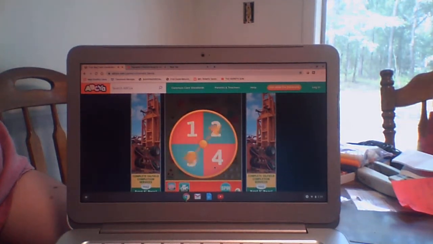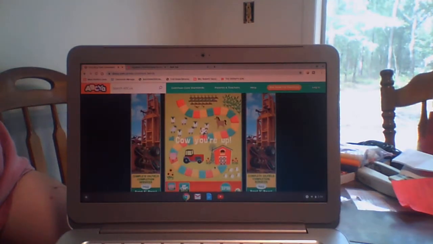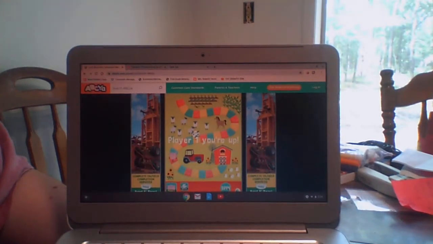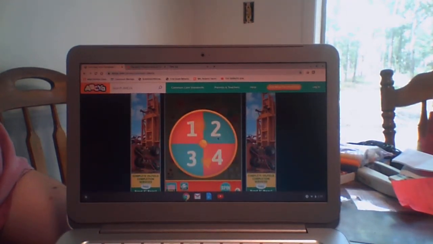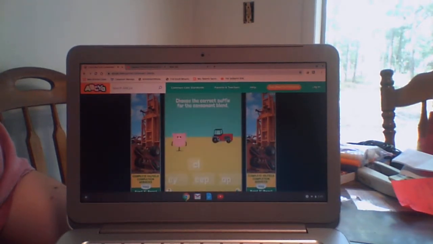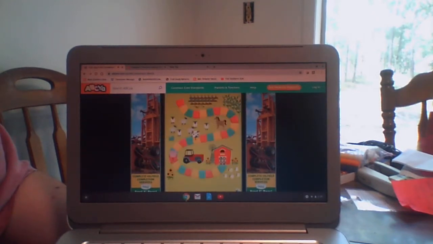So then it's the other player's turn. And then he'll have his turn, then it's your turn again. And you'll do the same thing by holding the spinner down. So the consonant blend I'm given is CL, and it says CL. So the choices are EY, EEP, and AP. And then I'm going to drag the AP and make the word clap.